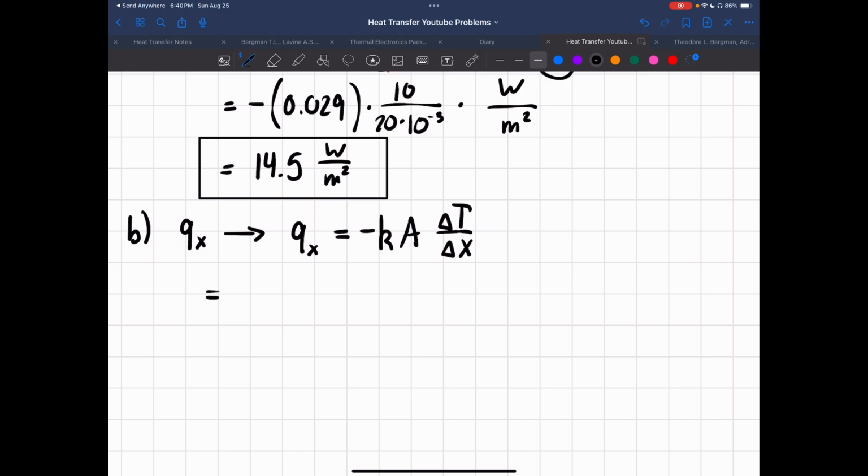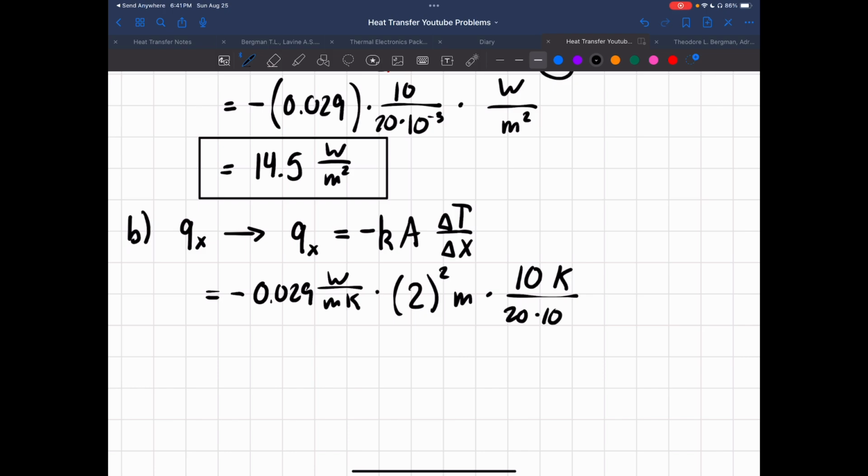We can say equals minus 0.029 watts per meter Kelvin times A, which if we remember is 2 meters by 2 meters. So we're going to say 2 squared meters. That is going to be 4, but we'll just leave it like that. Times 10, and this can be K or C. I'll just write K here. Remember, they're interchangeable. Divided by 20 times 10 to the negative 3. We could do all of that, and that's meters, and that would give us the right answer.